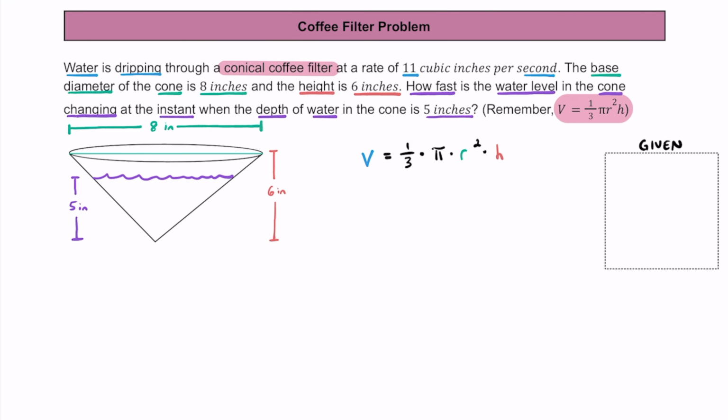So if that's a rate of change for volume, then we don't know capital V here, but we do know dV/dt, or the rate of change of the volume. So that's dV/dt, and that's going to be 11 cubic inches per second, so it's inches cubed for every second.